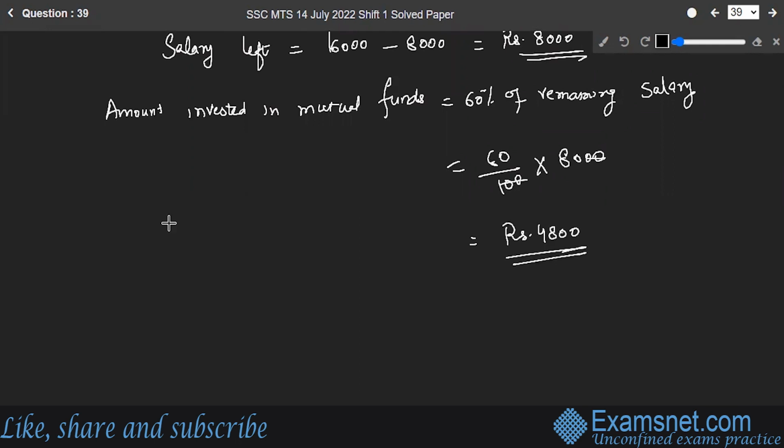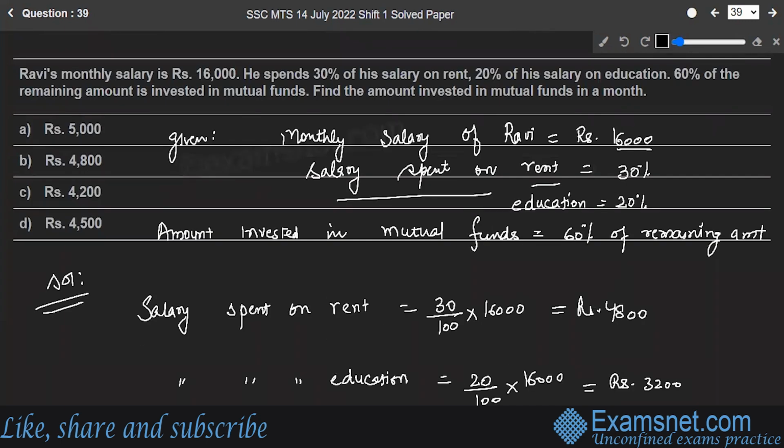So this 4,800 is the amount invested in mutual funds in a month, and this is the answer to our question. Let's check with the options. Option B is the correct answer to the question. Hope you are clear with this. Then let's move to the next question.